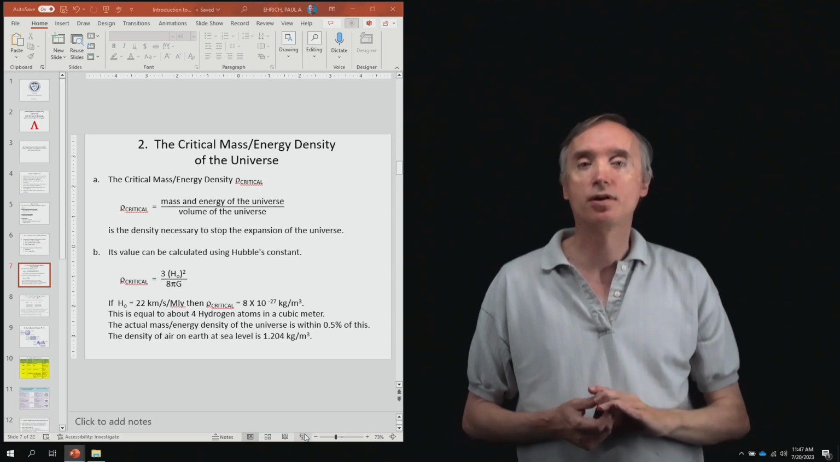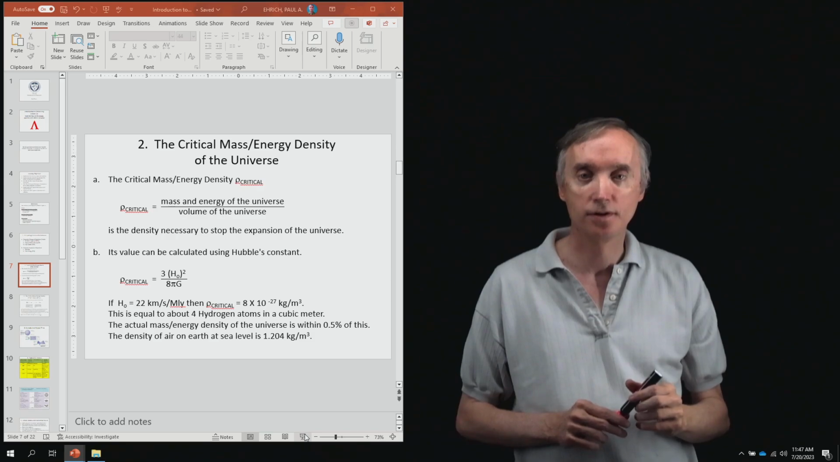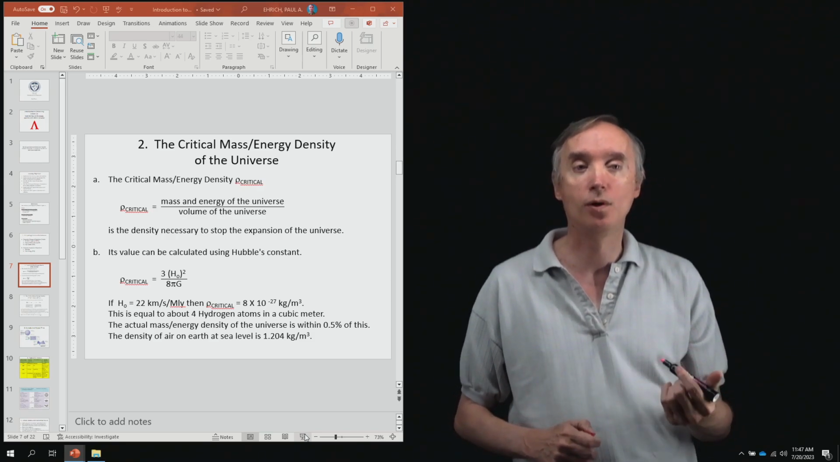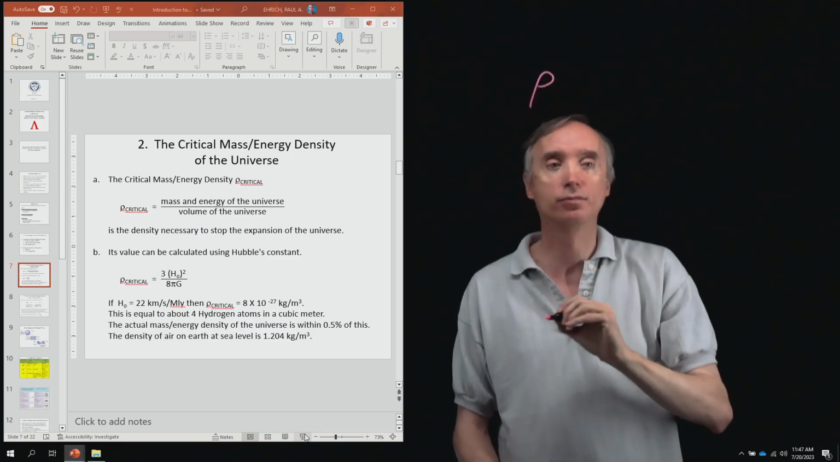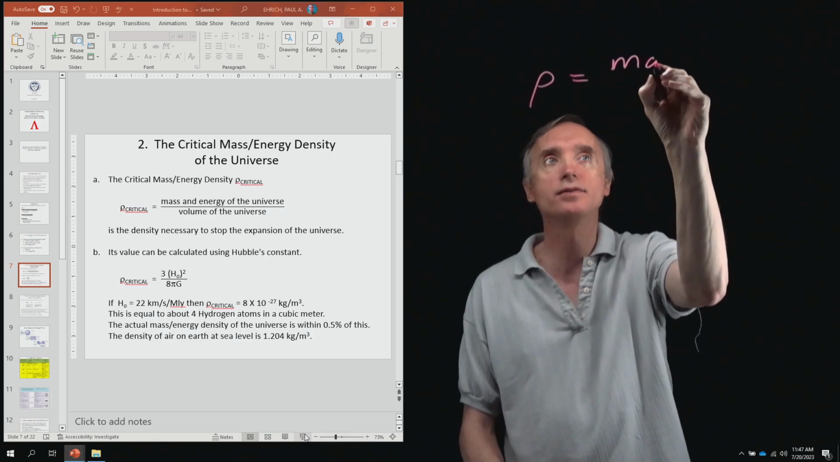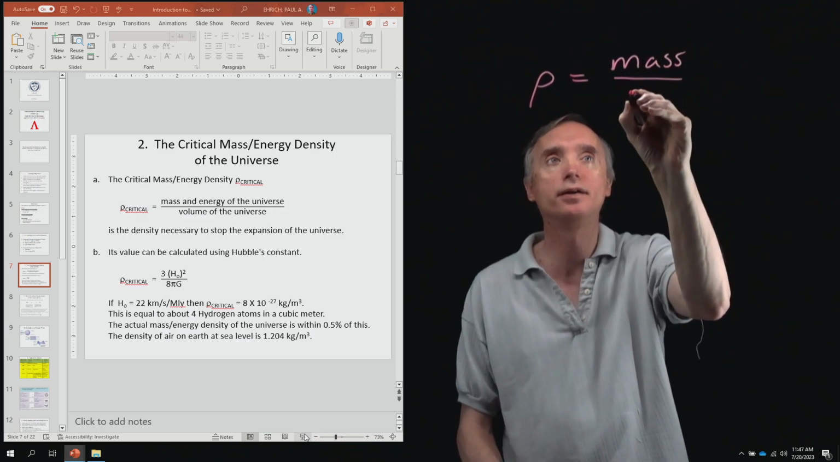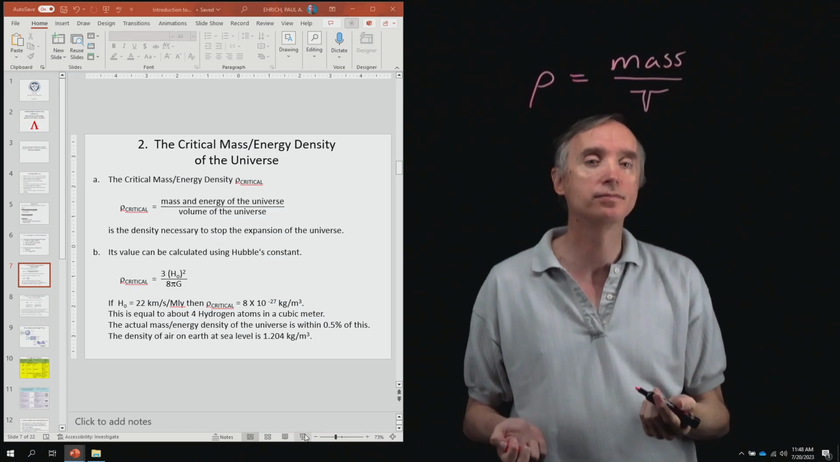Okay, now we want to talk about the critical mass energy density of the universe. So first we need to define what is density. Density is given by the letter rho, and it's going to be equal to mass divided by volume. So that's your general definition of what density is.